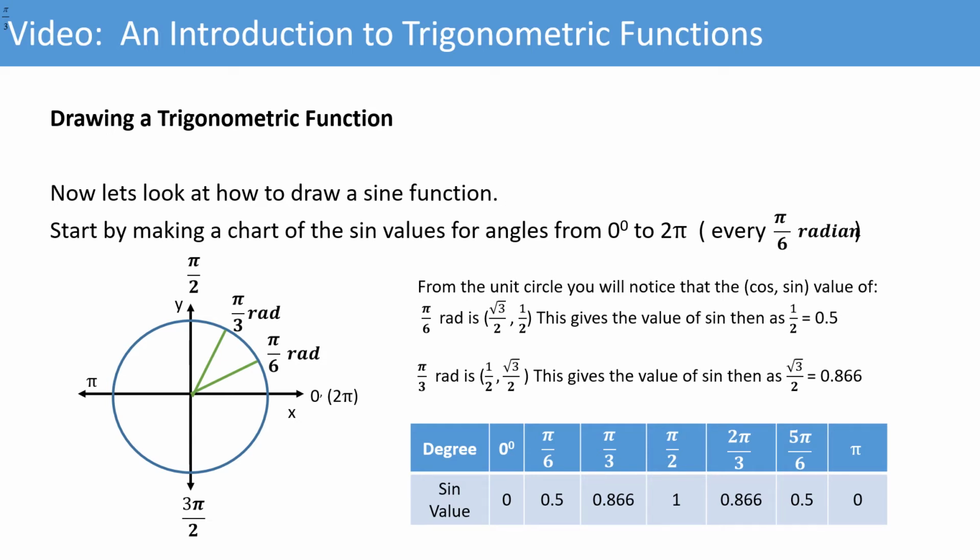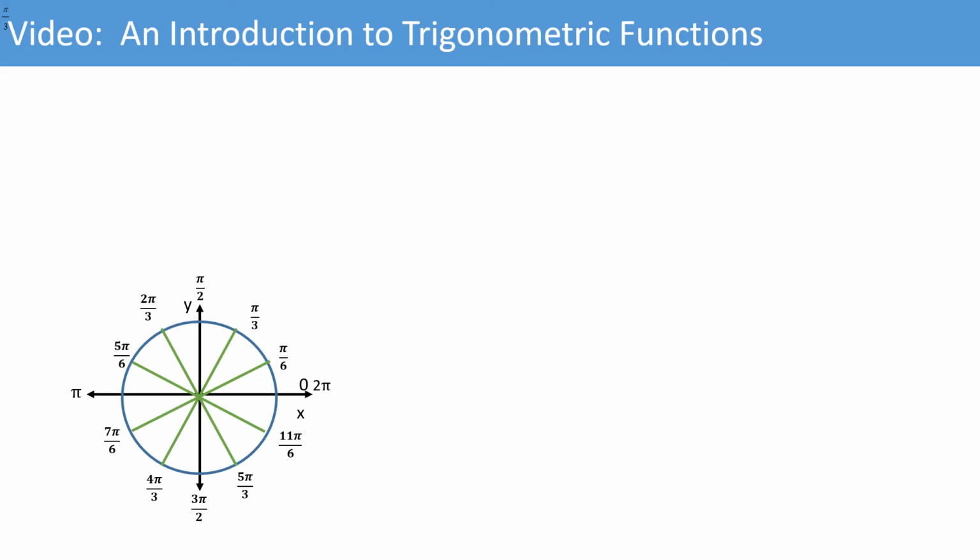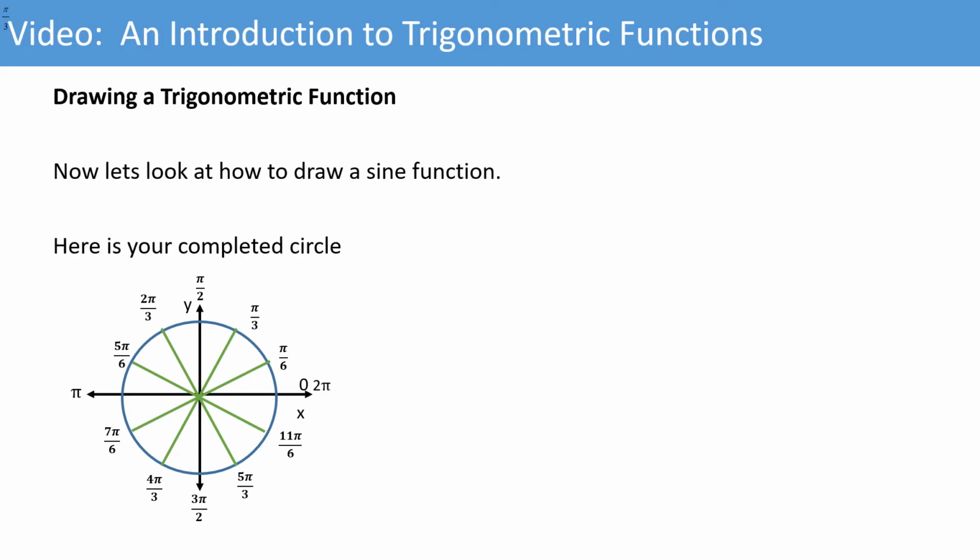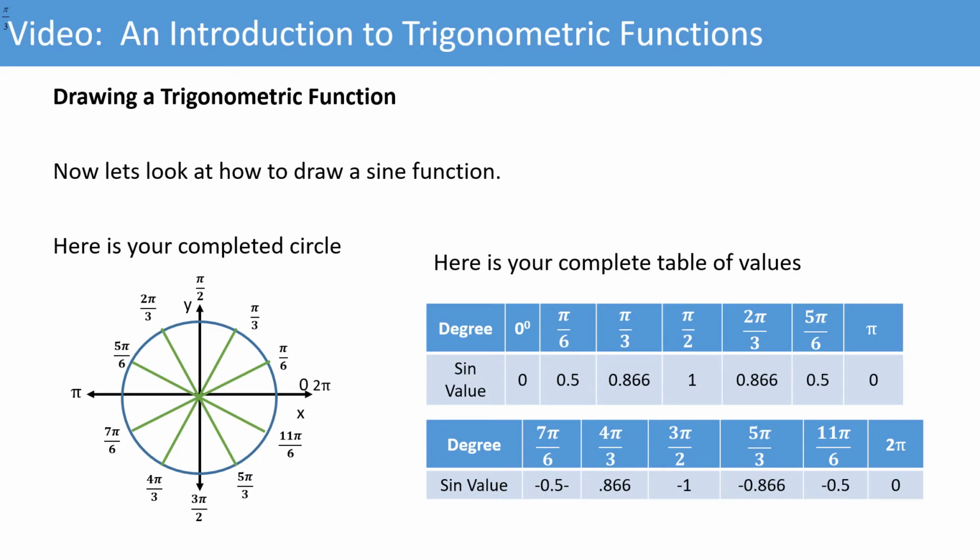Pi over 3 was square root 3 over 2, as a decimal is 0.866. Pi over 2 is 1. 2 pi over 3 was 0.866. 5 pi over 6 was 0.5. And pi is 0. We are going to continue this pattern. And you will see that we've divided the whole circle this way. So here is your completed circle, and now your completed table of values.